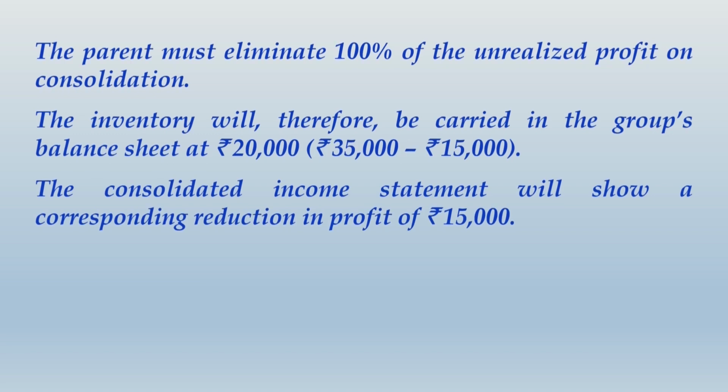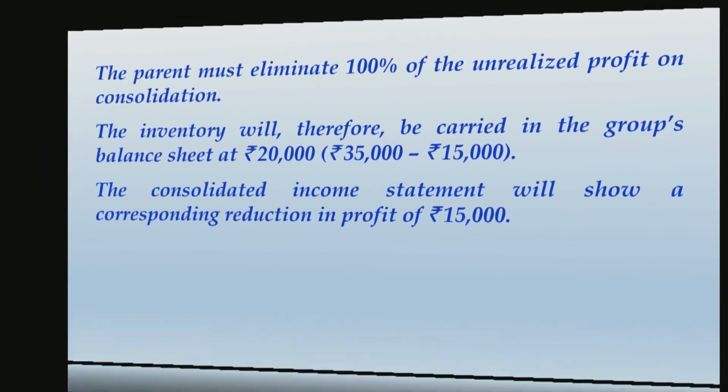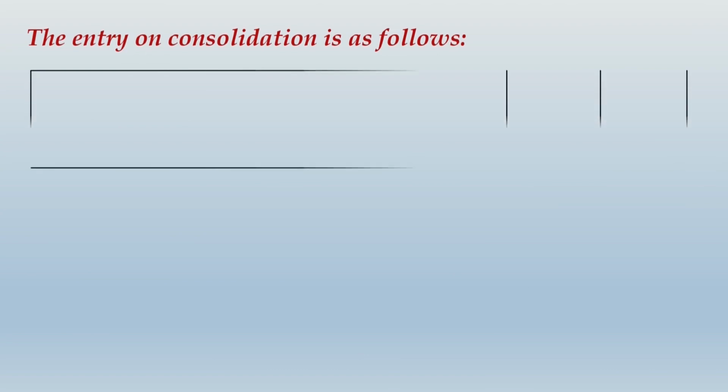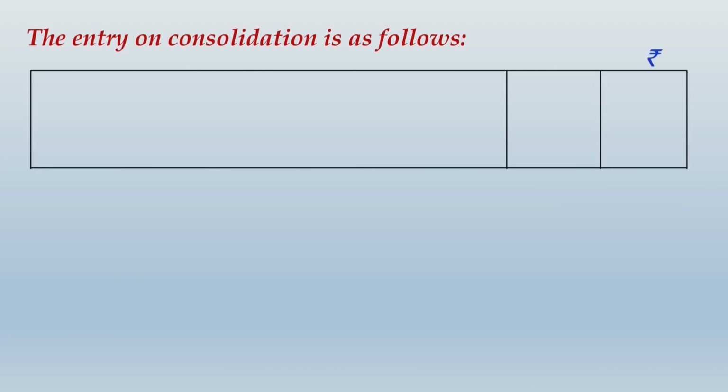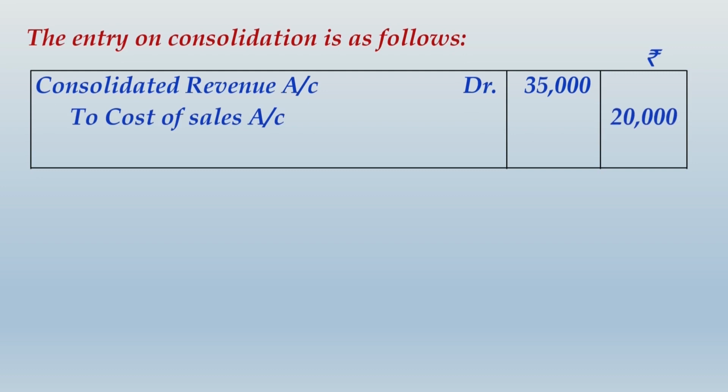Alright friends, you would have finished writing this whole thing. The entry for elimination of unrealized profit will be required now. So you would write that entry this way. You will debit the consolidated revenue because you are going to reduce the revenue by 35,000. You are going to simultaneously reduce the cost by 20,000, and the net difference, which is the unrealized profit, is the amount by which inventory will get reduced.